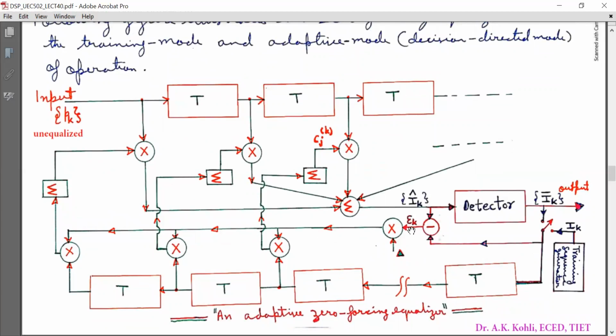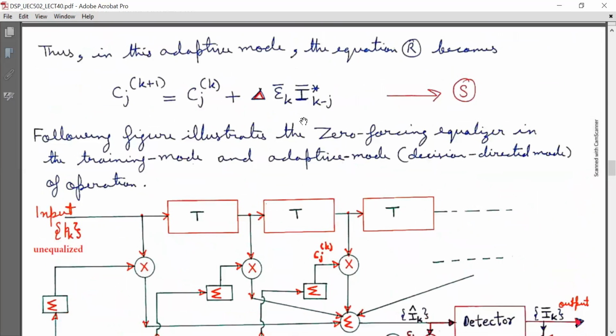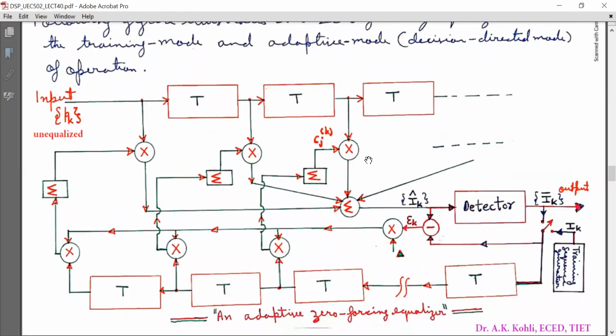So here E bar k is equal to I bar k minus I cap k, which is multiplied by delta. So equation S, this is in the adaptive mode. So this is the diagram for an adaptive zero forcing equalizer.